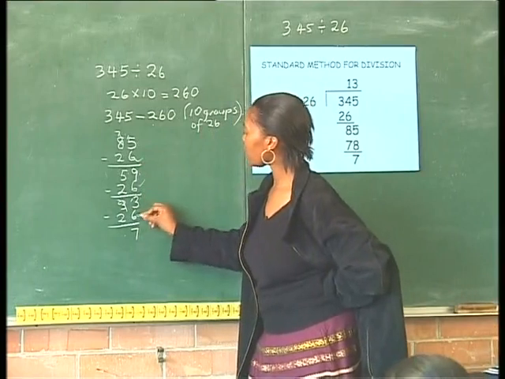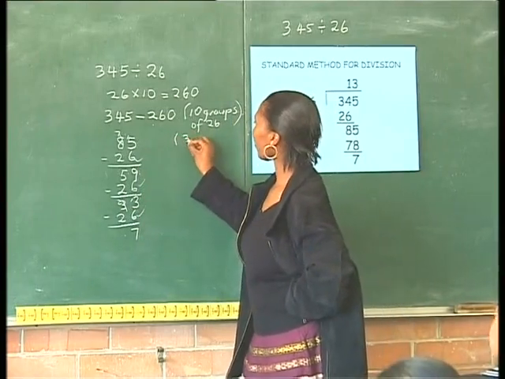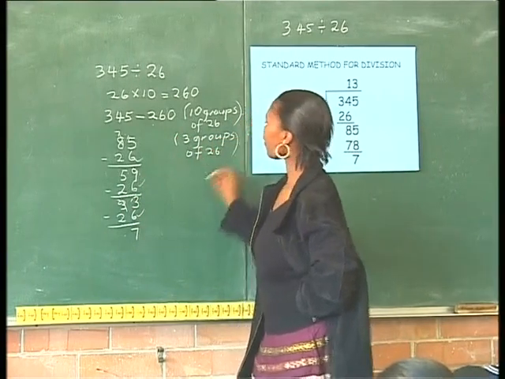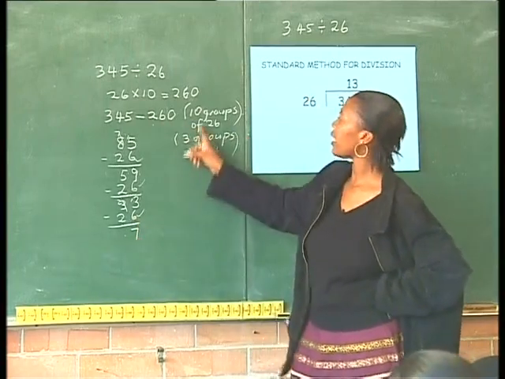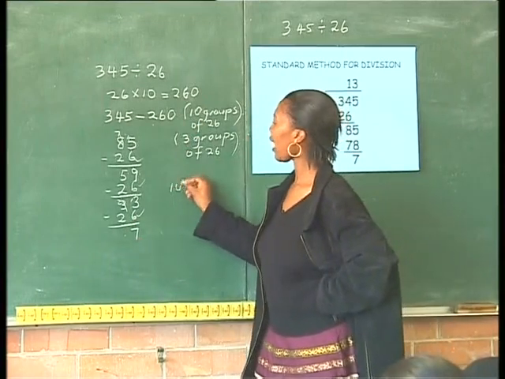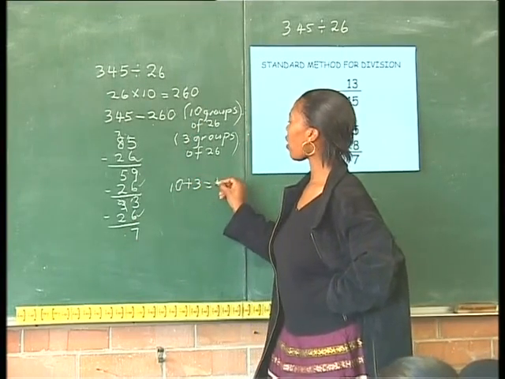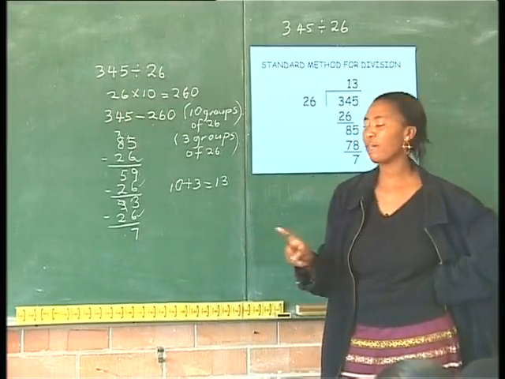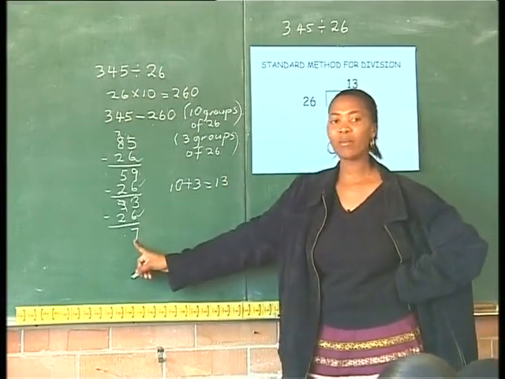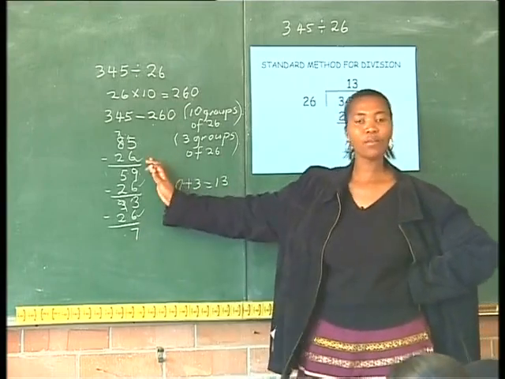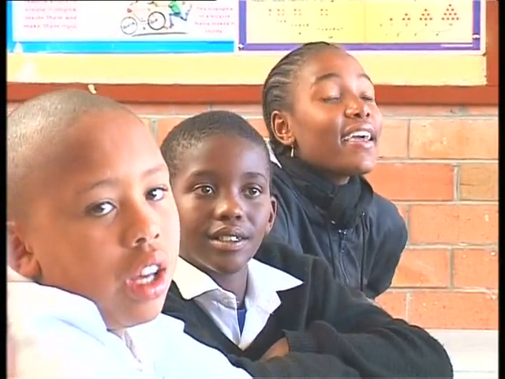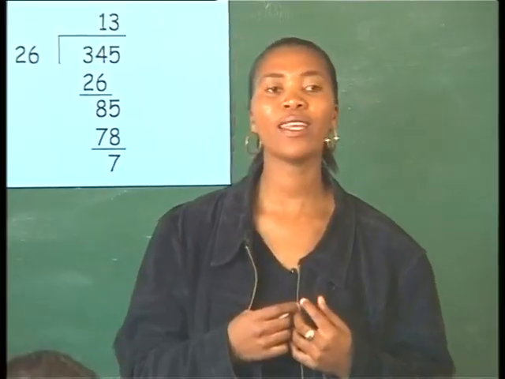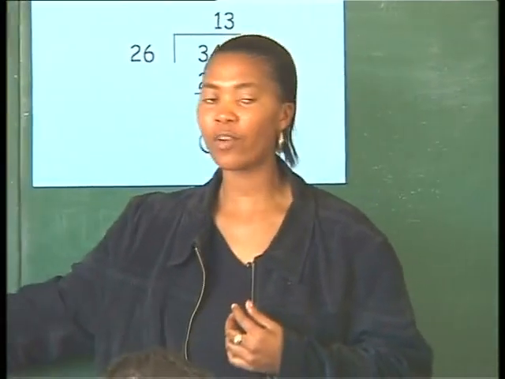So how many 26 did we take away from 85? So there's 3 groups of 26. And then we have the remainder of 7. So we will ignore the remainder. Let's add the groups together. So it's going to be 10 plus 3 equals 13. So this tells us that 26 goes into 345 13 times, and there's a remainder of 7. So don't you think this method is easier than this one? Yes. How many beads are we going to put in each box, Kaendren? 13. We're going to put 13 beads, and we're going to ignore the remainder.